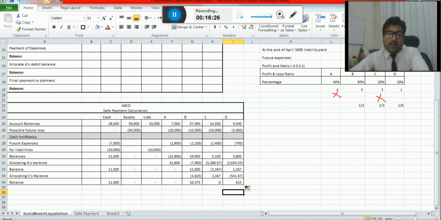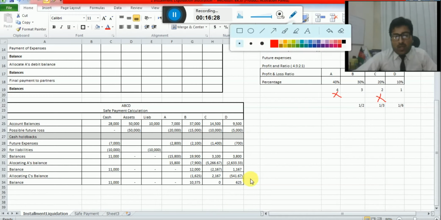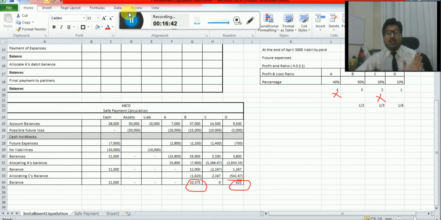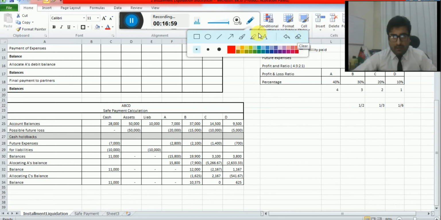Dear students, what is the conclusion? Only two individuals, you can make a payment to them in April. This is called a safe payment. There is no risk, right? Why? Because even if there is 100% losses, don't be afraid. Make a payment to B and D, but how much? This much, not more. This is called safe payment, and this is what we can pay in the first month.